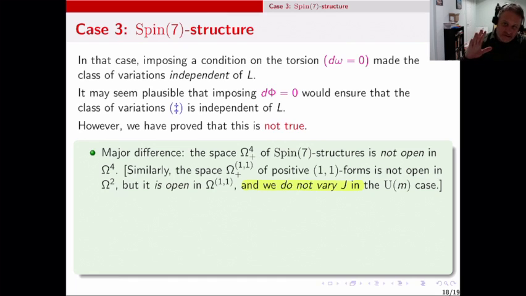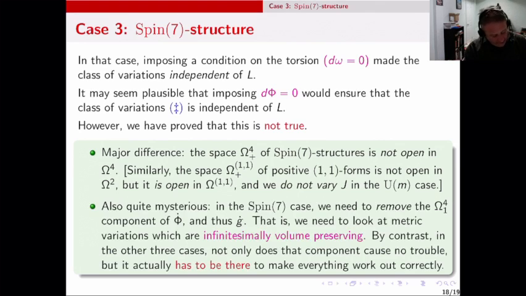J is fixed. It sort of decouples, right? We have a J and then we have an omega or a G equivalently. Okay, but J is fixed, and therefore we can just look at the fixed subset omega 1,1 of the 2 forms, and then the positive ones are an open subset there. And of course, in the G2 case, associative or co-associative, it really is an open condition on the space of 3 forms or 4 forms.